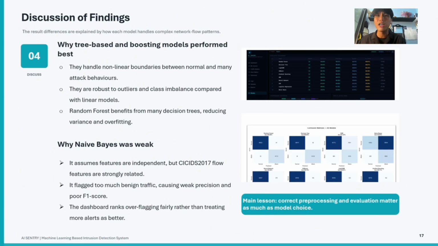Naive Bayes achieved the weakest result because it assumes that the input features are independent. However, many CICIDS 2017 features are connected. For example, packet count, packet length, flow duration, and bytes per second can be strongly related. So Naive Bayes also flagged too much benign traffic as malicious, which reduced its precision and F1 score. The main lesson is that correct preprocessing and evaluation are just as important as selecting powerful algorithms.